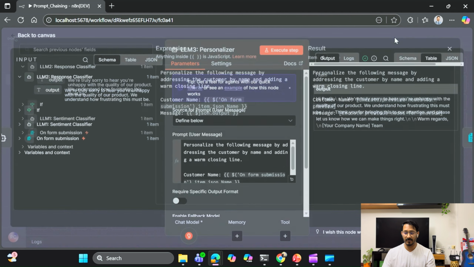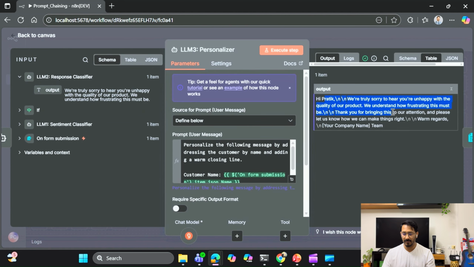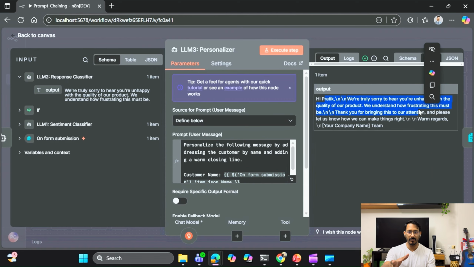And this is what I am getting: we are truly sorry to hear about the response that we got on the output. So we are dividing one task into multiple subtasks, or decomposing it into multiple LLMs, and one LLM's output is another LLM's input, and that's how we are chaining these LLMs together to get a response. So that's what the LLM prompt chaining design pattern is all about. So that's all. So guys, that was prompt chaining for you.